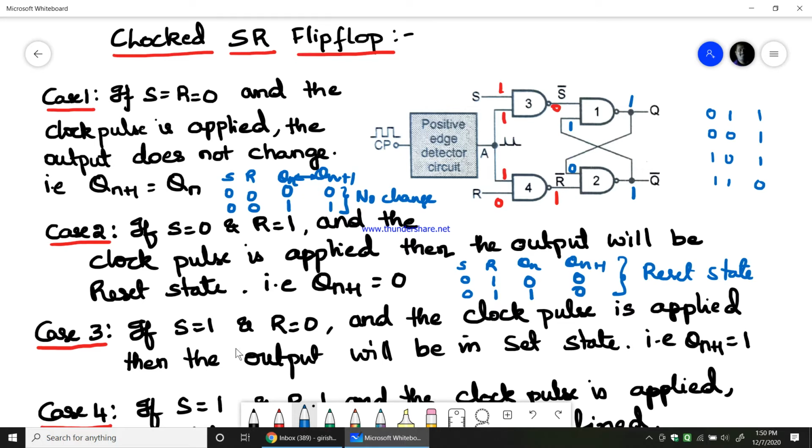Okay, so in case 3, S and R, Qn and Qn plus 1. S and R is 1 0, Qn was assumed 0, but I got Qn plus 1 as 1. Now I assume Q to be equal to 1.